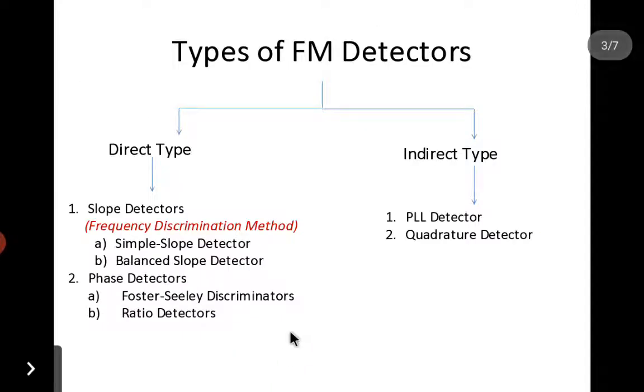Now we will go to the types of FM demodulators. There are several types of FM demodulator circuits, and these can be categorized under two main sections. One is the direct type and the second is the indirect type. In the direct type, we have slope detectors and phase detectors. The slope detectors work with the frequency discrimination method, and there are two types of slope detectors: the simple slope detector and the balanced slope detector. The phase detector types are the Foster-Seeley discriminator and the ratio detector. The indirect type detectors are PLL detectors and quadrature detectors.